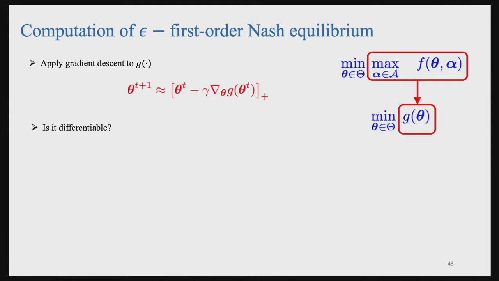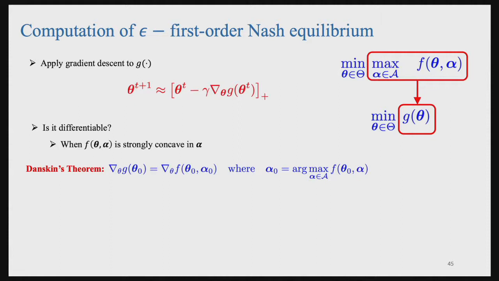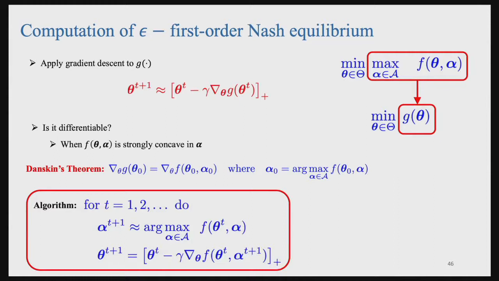It turns out that even in simple cases like this, when the inner problem is strongly concave in alpha, the outer problem, even if it's non-convex, this G would be differentiable. You can show that it's differentiable. And Danskin's theorem, an old theorem, tells you that you may not be able to get analytically what G of theta is, but you can evaluate the gradients of G. The way you do it is that you solve this inner problem approximately, take the gradient with respect to theta, and that gives you the gradient of G. That's basically the conceptual algorithm.